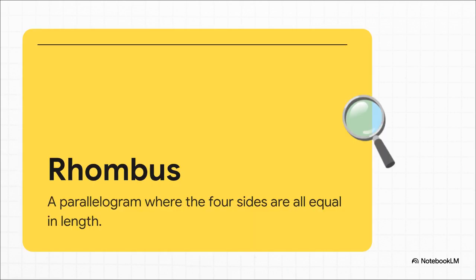Okay, now for the second child, the rhombus. To make a rhombus, we do the same thing. We start with a parallelogram, but this time we add a different rule. The new rule is all four sides have to be equal in length. This time, we're not worried about the angles at all, just the sides.